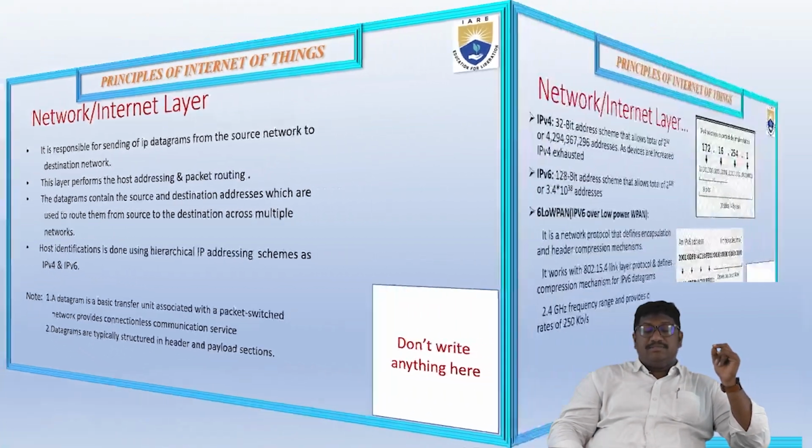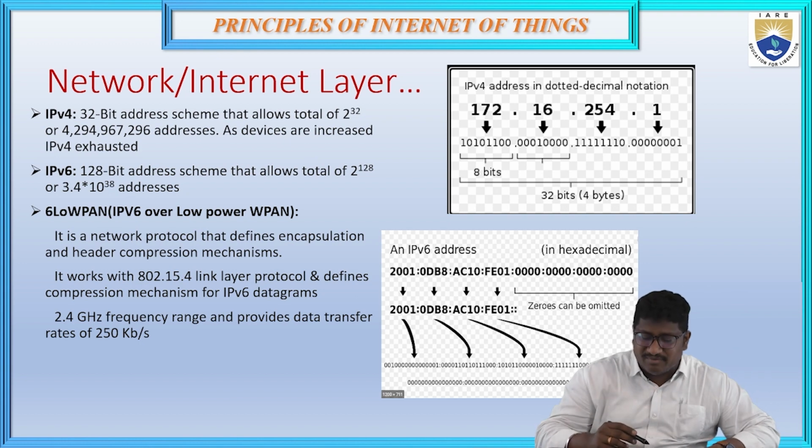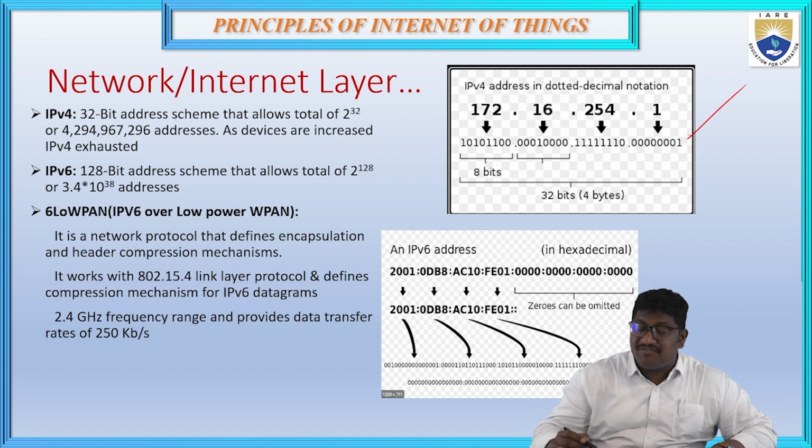And if you observe how this network internet layer functions, between IP version 4 and IP version 6 there is a small difference which you need to observe. Have a look at the diagram once. This is a representation of IP version 4 and this is a representation of IP version 6.